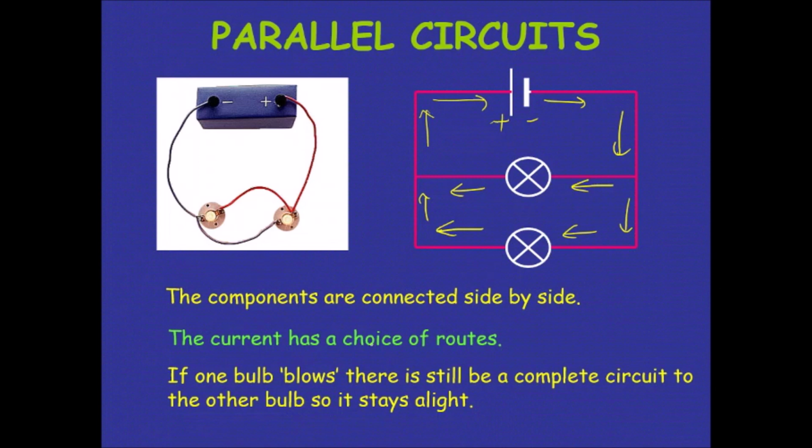So the current has a choice. Like I said, electrons could be like, oh, I want to go down here, or no, this route is better. So if one bulb stops working, let's say this one doesn't work, let's cross it out completely. There is another circuit, so the electrons can go, oh well, this one isn't working, so we can just hop around and light this light up. And then they'll just repeat like that.